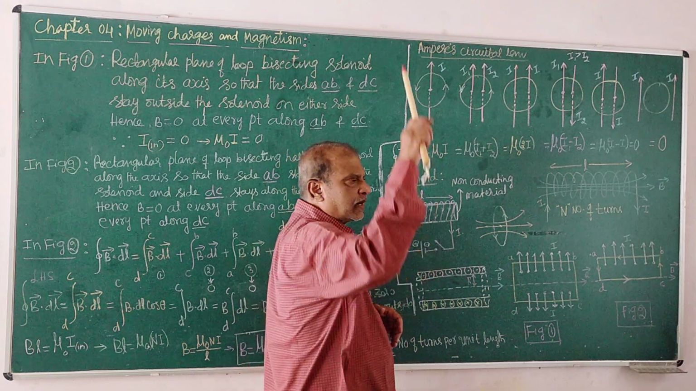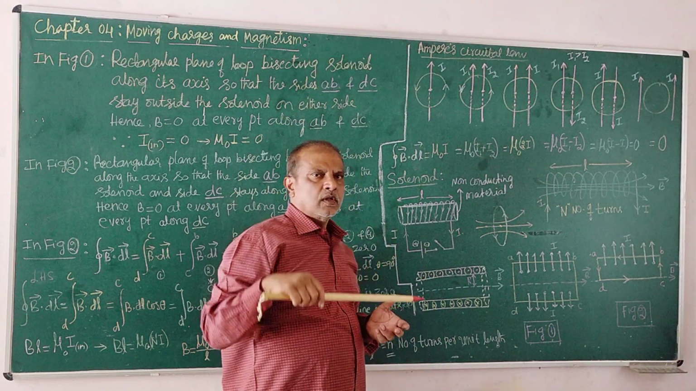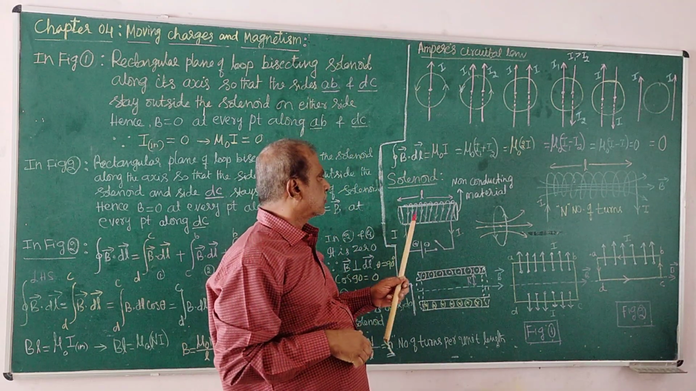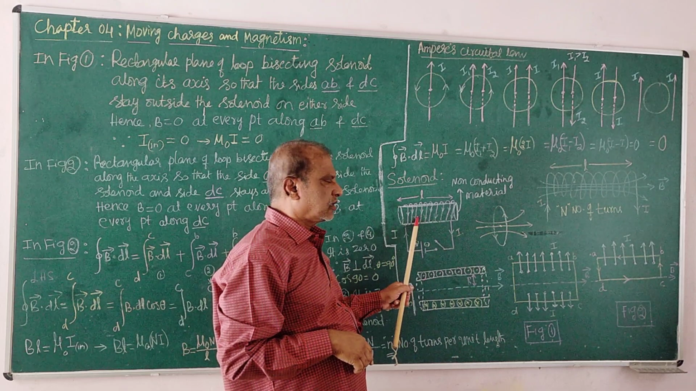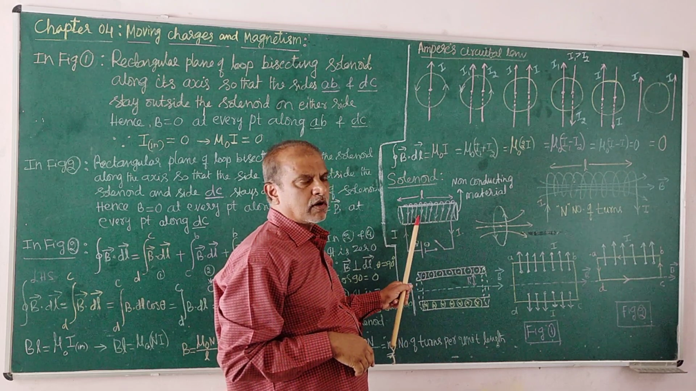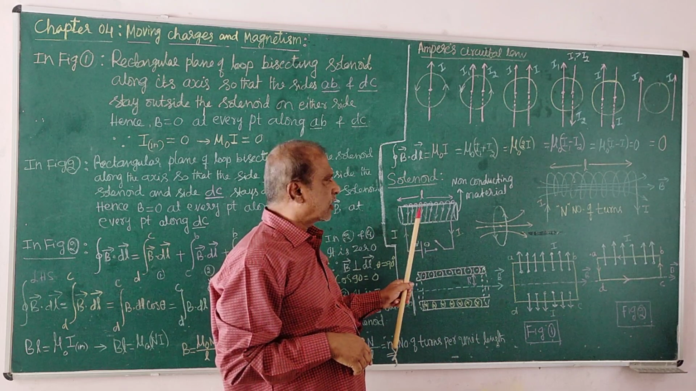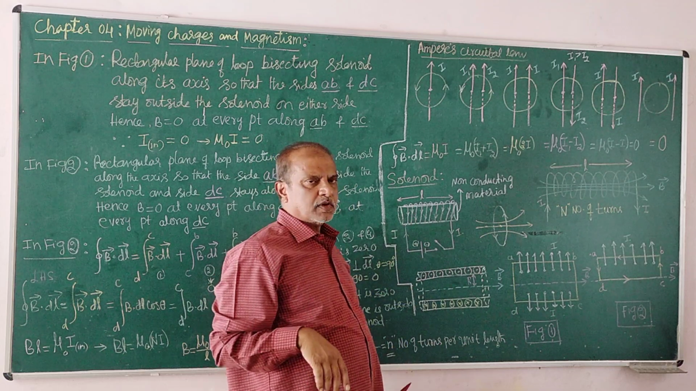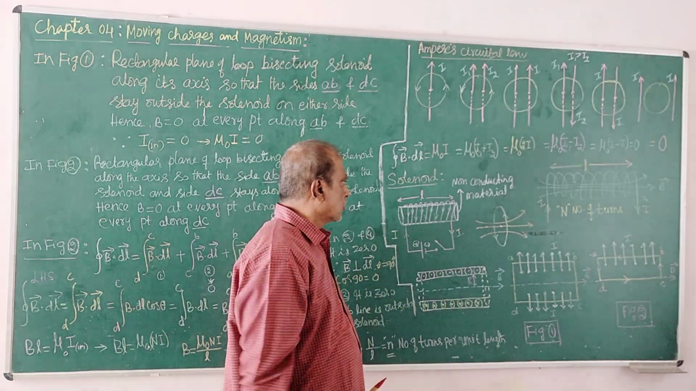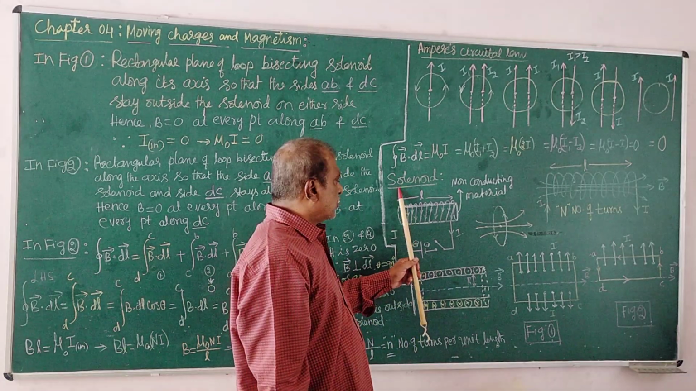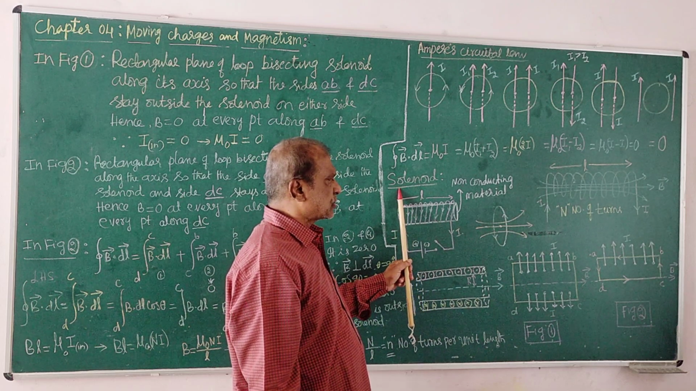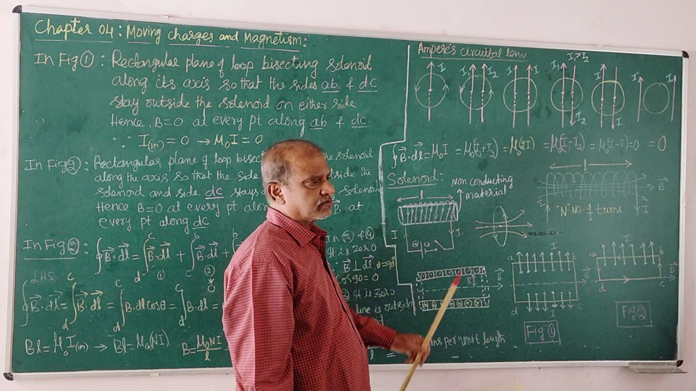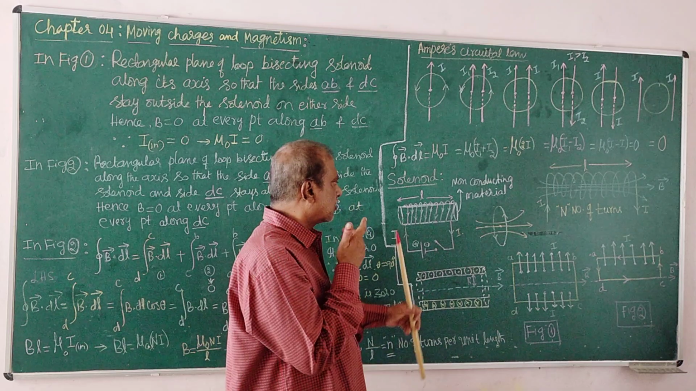That is experimental evidence to show that a coil like this behaves exactly like a bar magnet. It is an electromagnet, while that was a natural magnet. So this is about the solenoid, the construction and working of a solenoid and electromagnet like this.